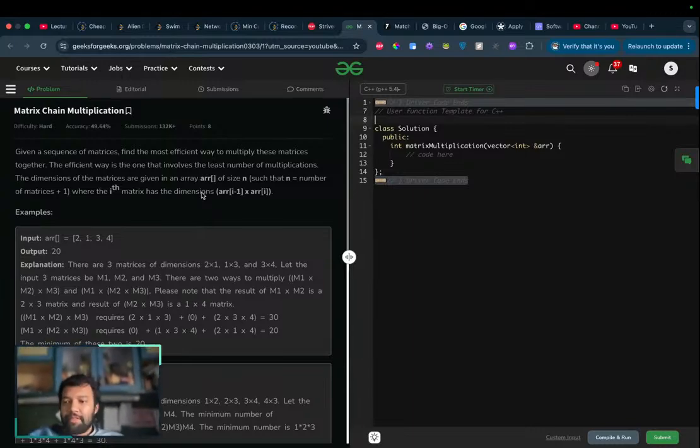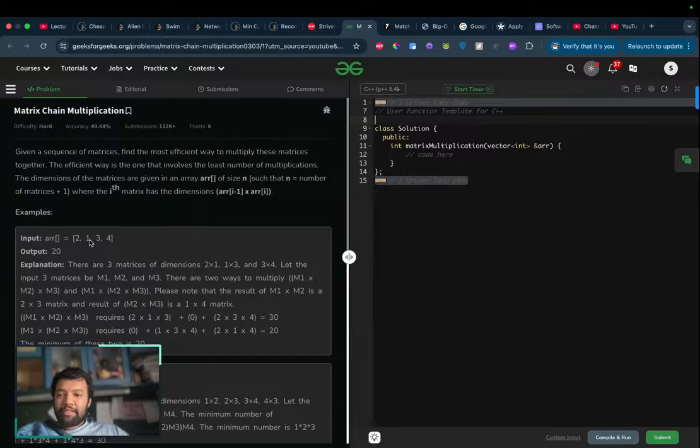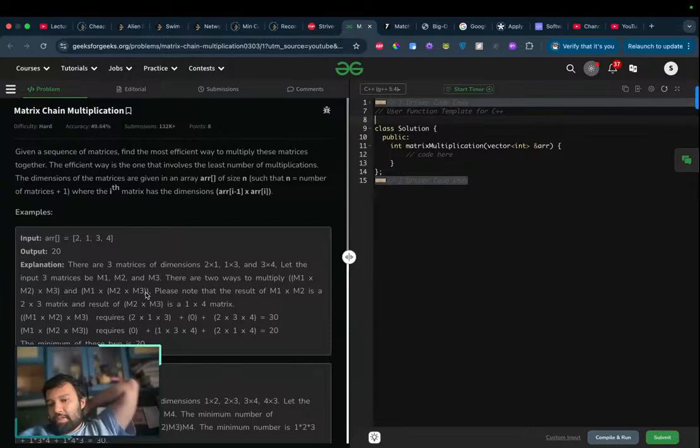So in this array there are three matrices. One is of size 2 into 1, then 1 into 3, and 3 into 4. There are two ways to multiply m1, m2, m3.